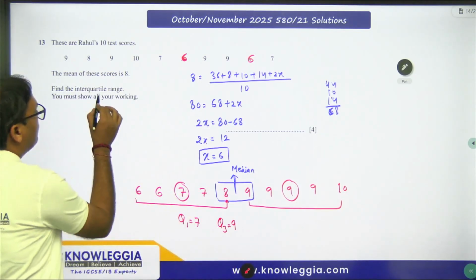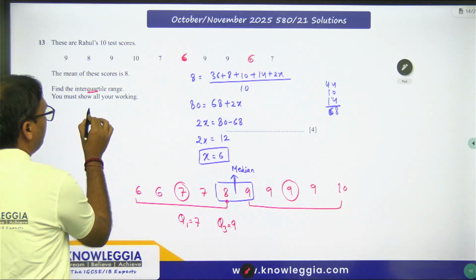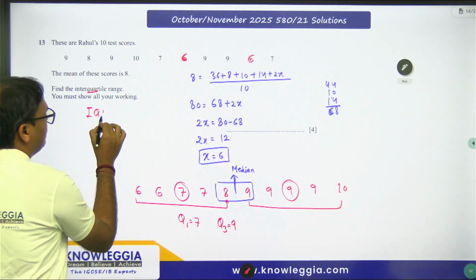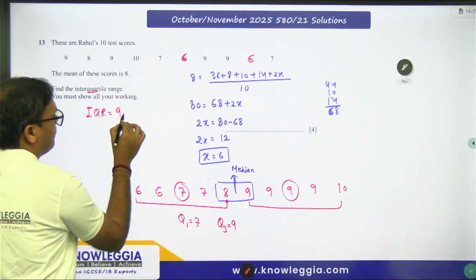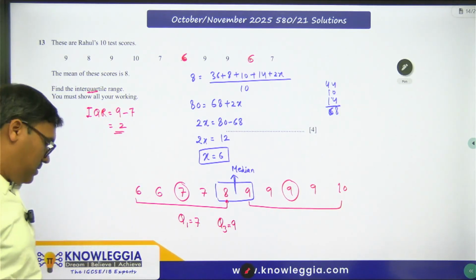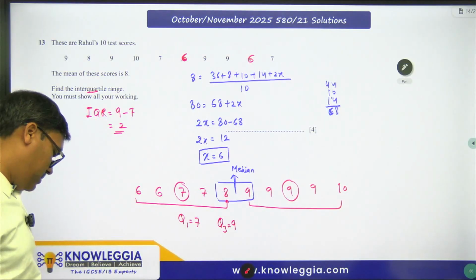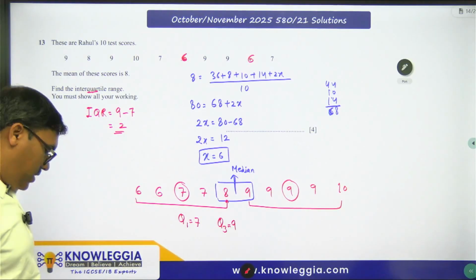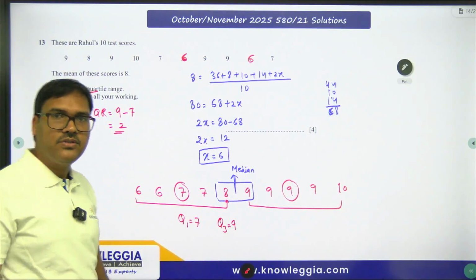So what is the interquartile range? Interquartile range is equal to upper quartile minus lower quartile, which is equal to 2. Let's check the answer. The answer for the 13th question is 2. That is the correct answer for this question. Okay.